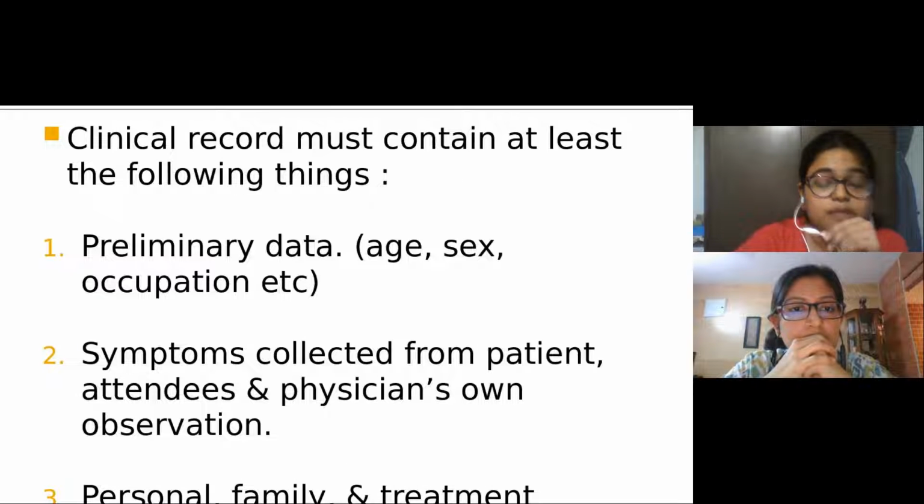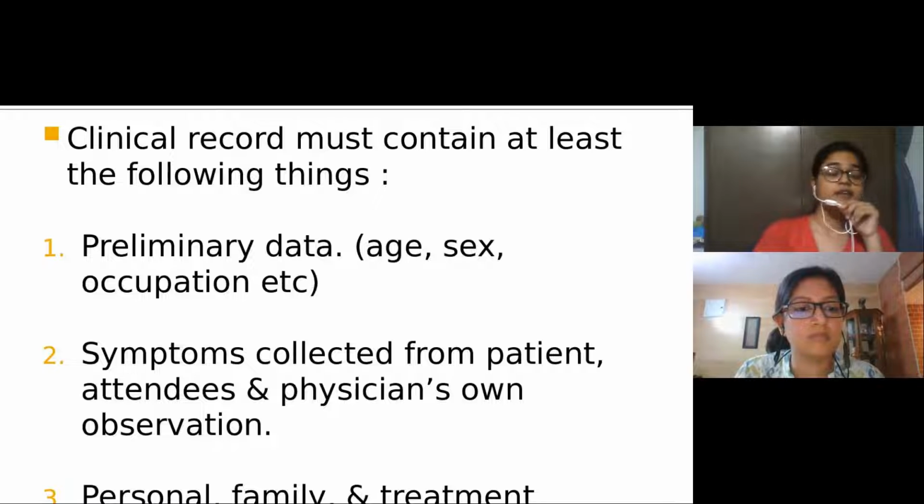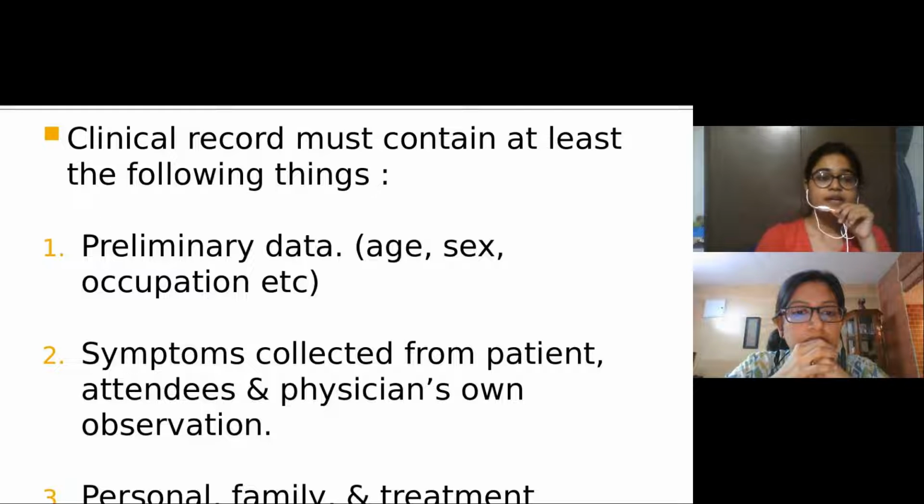Then the clinical record must contain at least the following things: the preliminary data, that is his name, age, sex, occupation, etc., and symptoms collected from patients, attendees, and the physician's own observations, and the patient's personal history, family history, treatment history.